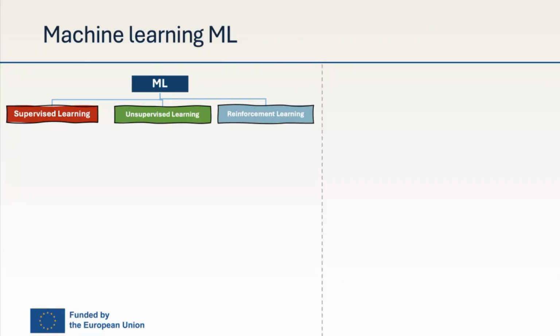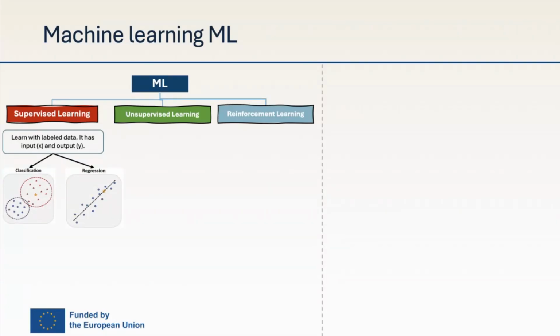Actually, we have 3 kinds of machine learning algorithms. First, supervised learning. In supervised learning, we have X and Y as input to the model, as in the previous example. We have here 2 kinds of algorithms. We could have classification, which tries to classify different classes like disease classification or data classification. And we could also have regression, where we try to find the relationship between 2 or 3 patterns.